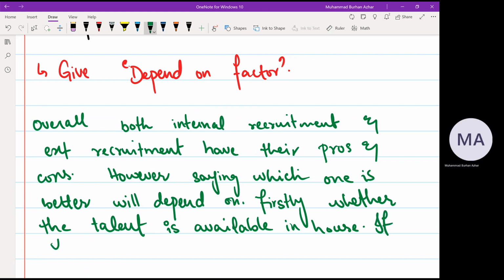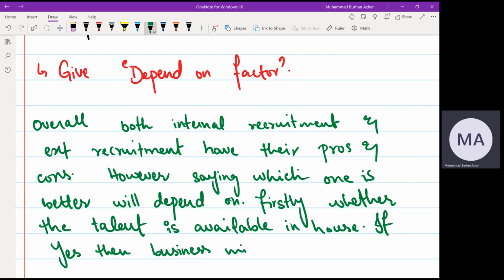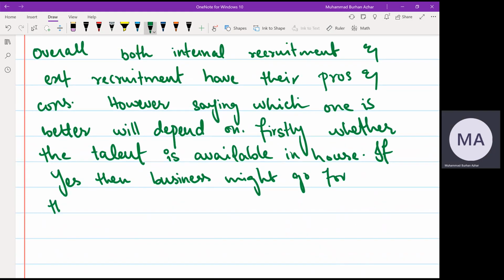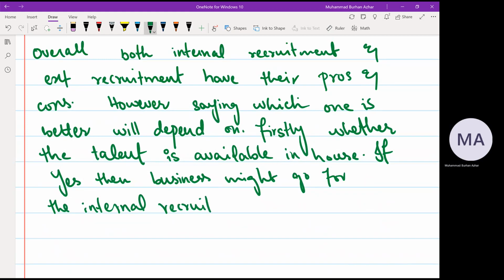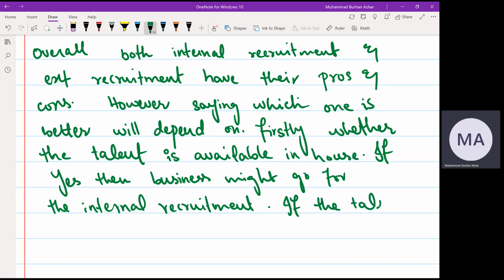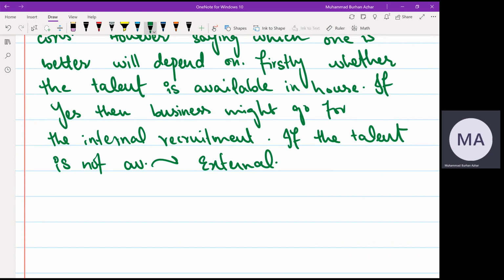If yes, then business might go for the internal recruitment. If the talent या if the vacancy के लिए जो skills required हैं is not available in-house, तो external recruitment के लिए चले जाएं. ठीक है. फिर एक और depends on factor दे देते हैं कि the time required for recruiting.